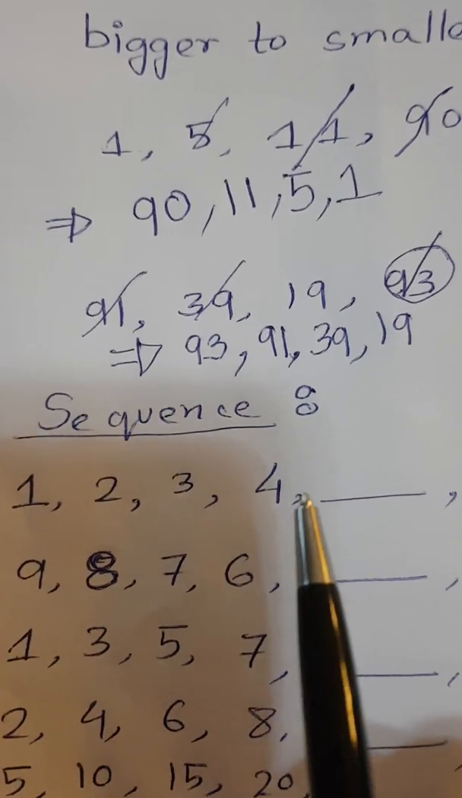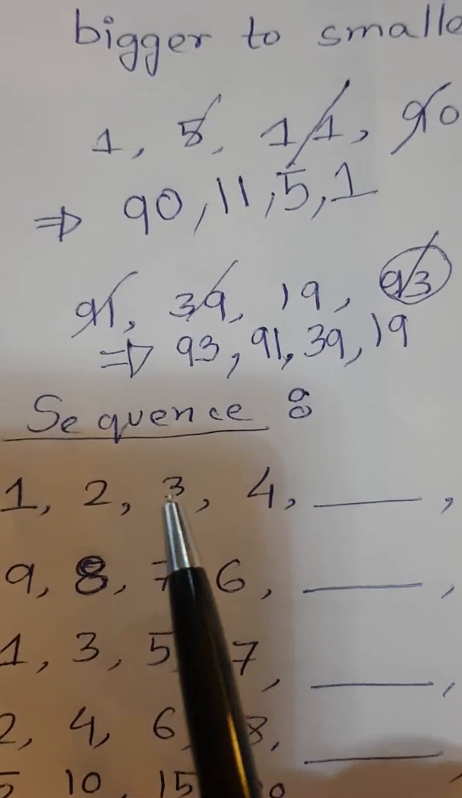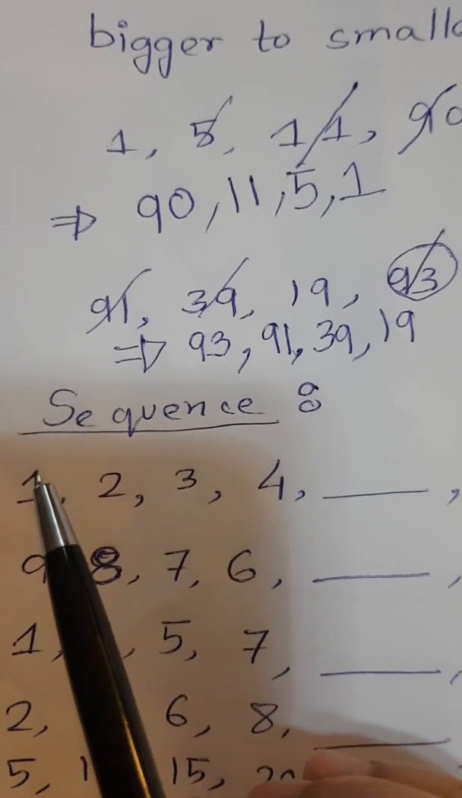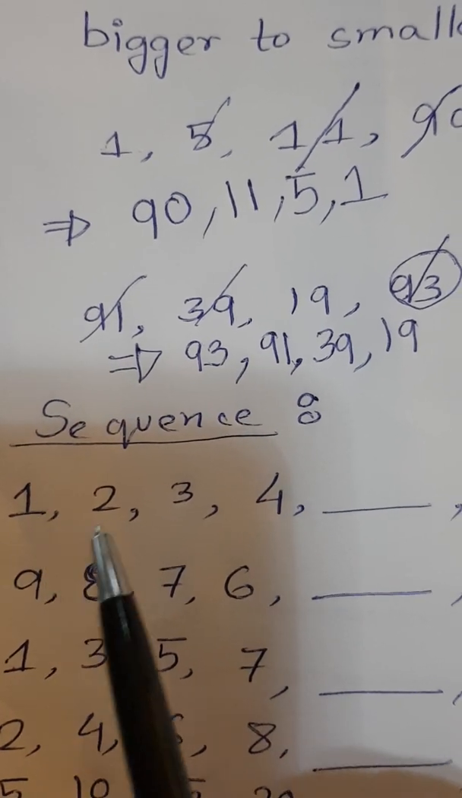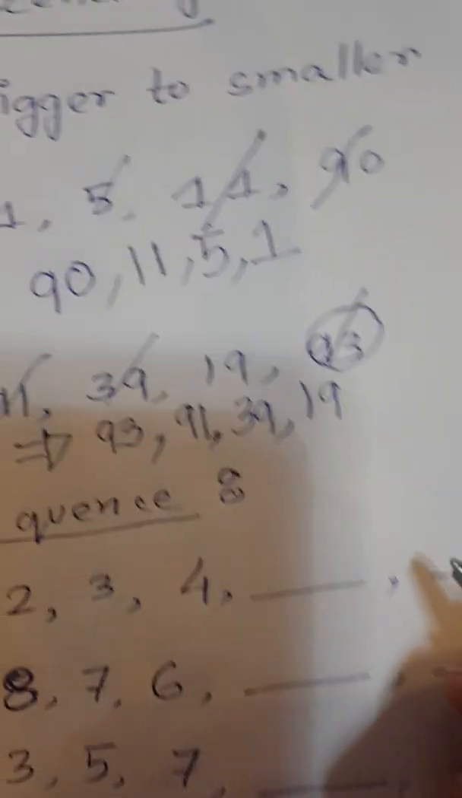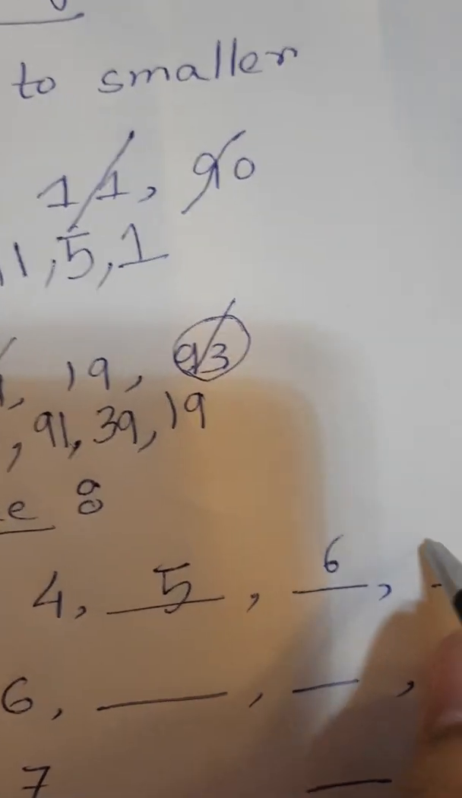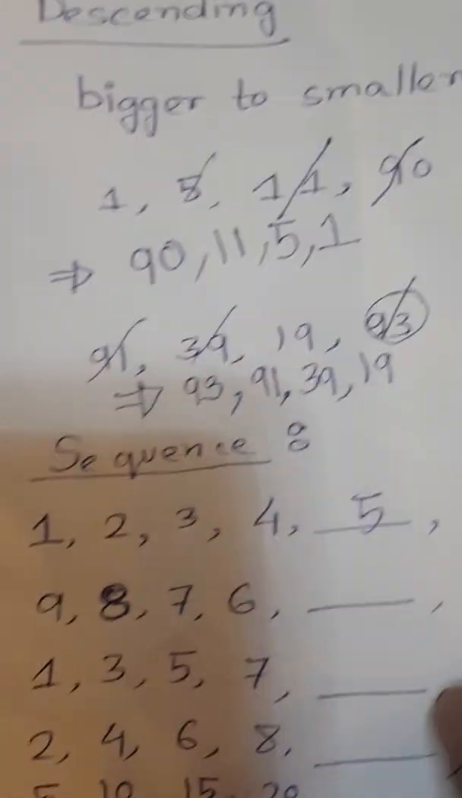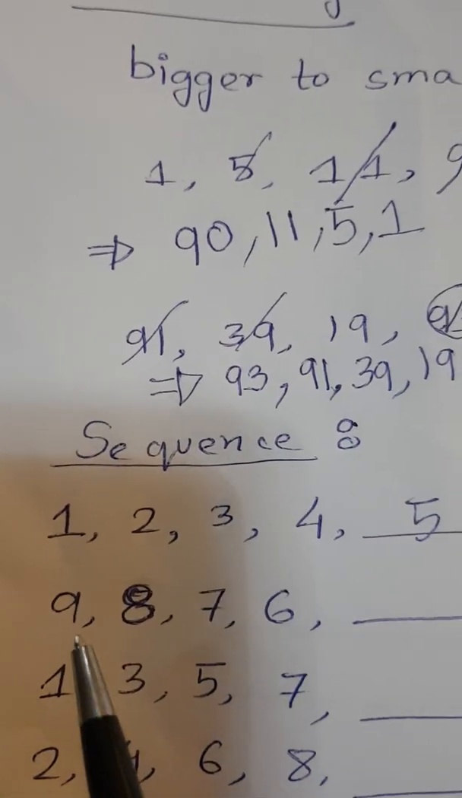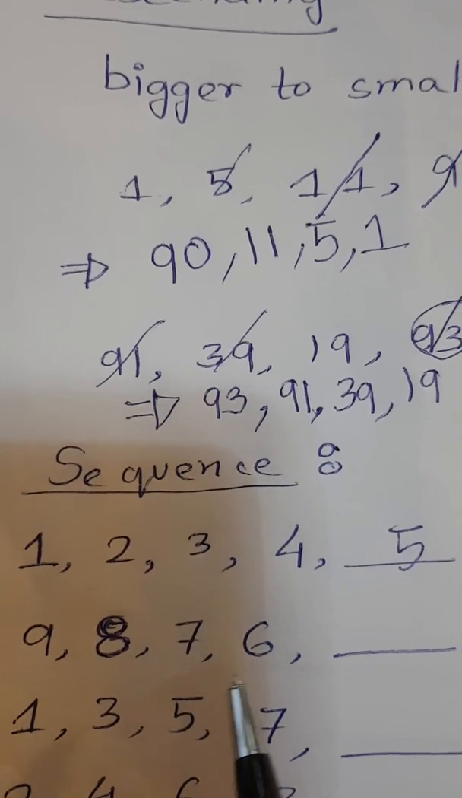It's a regular pattern where each number we are adding one more and the pattern is going on. So 1 with 1 we add 1. So next number is 2. Next number is 3, 4. So it will be like 5, 6, 7, right? Okay. Now see here, this sequence 9, 8, 7, 6.